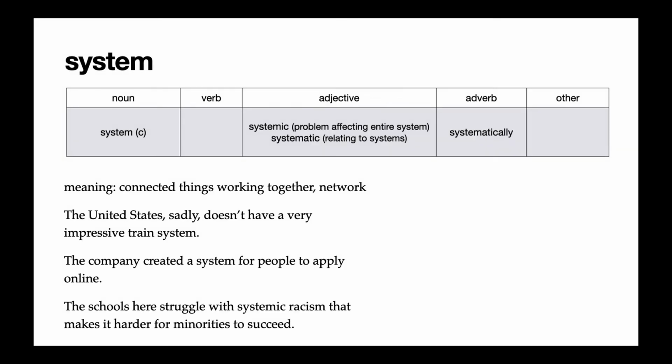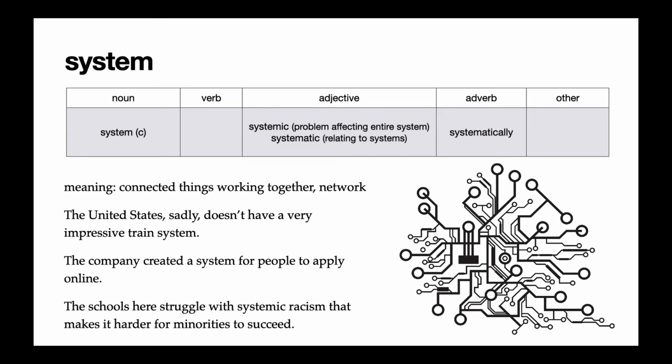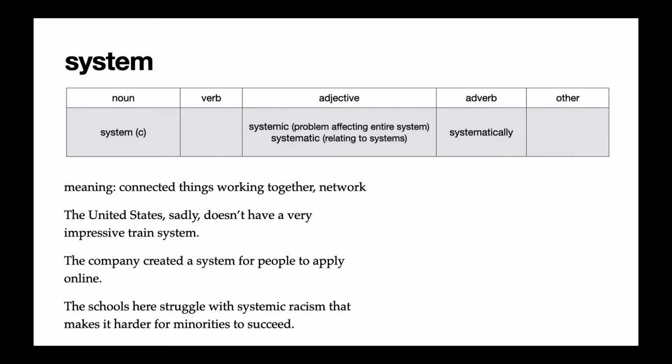Next, we have the noun system. A system refers to connected things working together, or a network. In the reading, I said the United States, sadly, doesn't have a very impressive train system. And we use the word system with trains because trains are all connected, right? If the trains weren't connected, it wouldn't be a very good system. They would just be unconnected train lines. The second example says the company created a system for people to apply online. So here we use the word system because it's connecting people and the company.